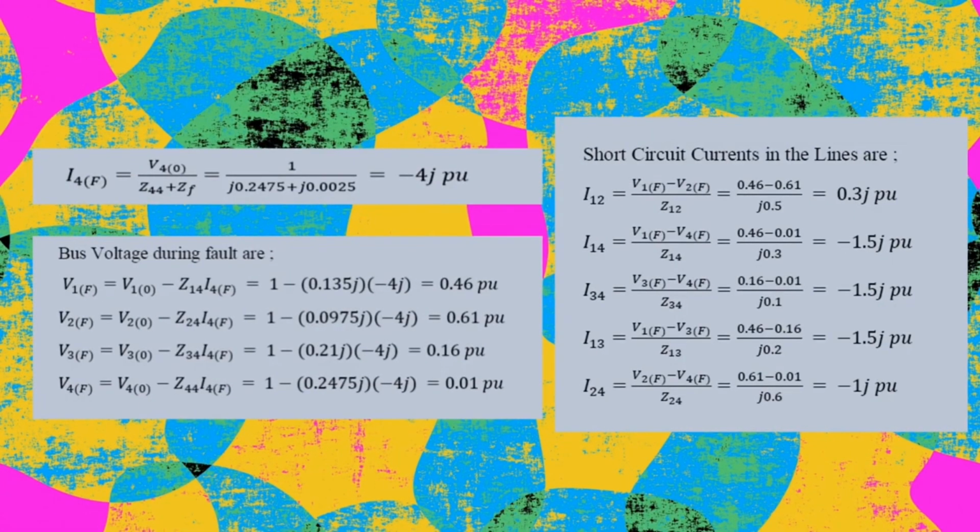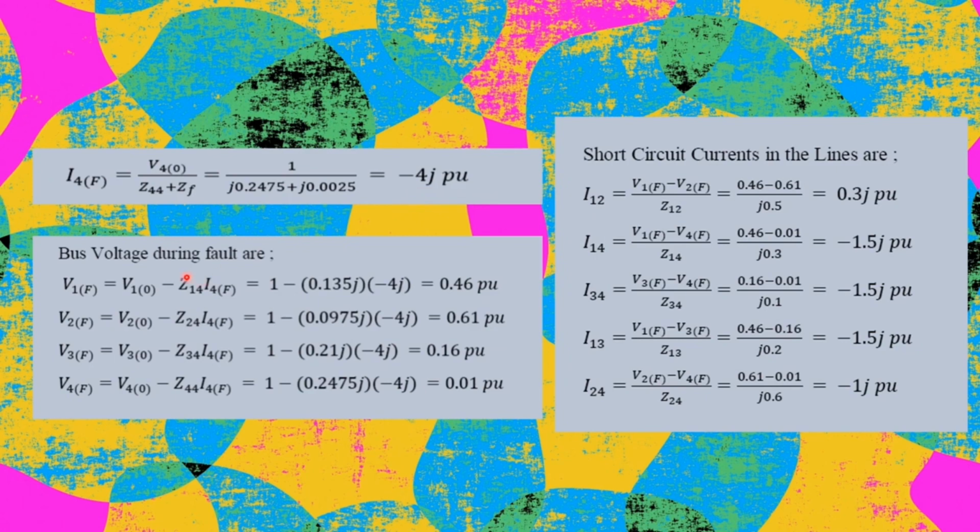Performing fault analysis is nothing but calculating a few important parameters. First of all, we need to calculate the fault current. Since the fault occurs at bus 4, we have to calculate the fault current at bus 4. We have to use this formula, and by evaluating this, we will get negative 4j per unit, and this is the fault current at bus 4.